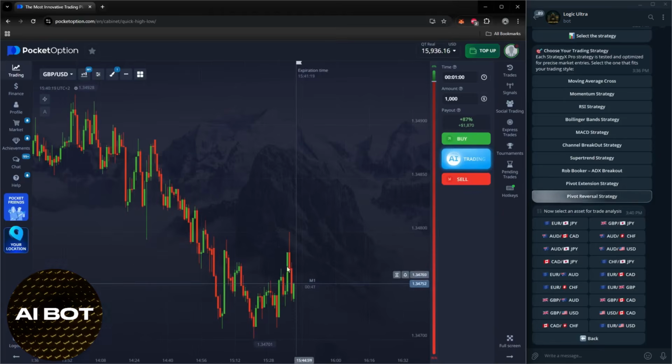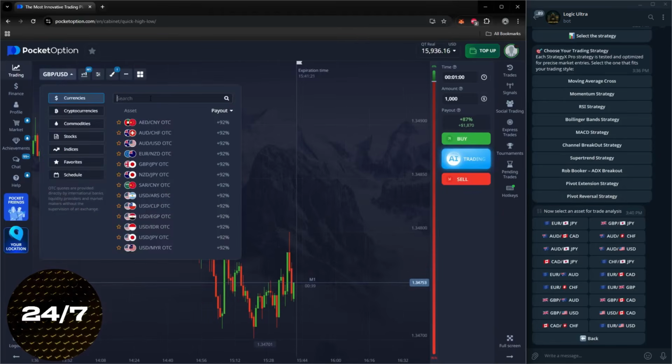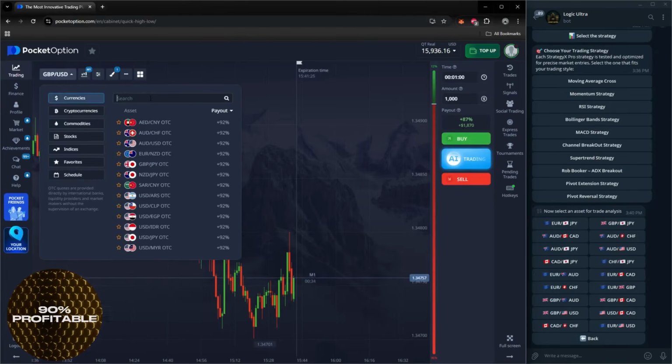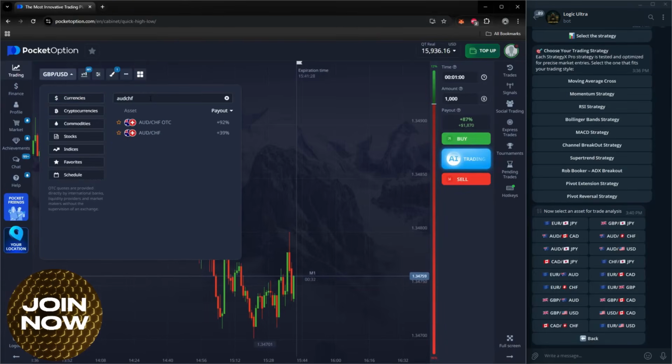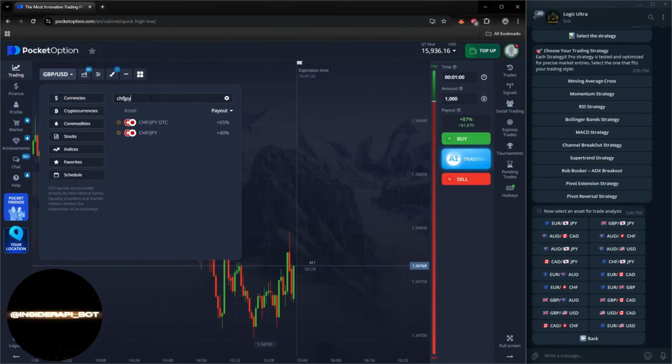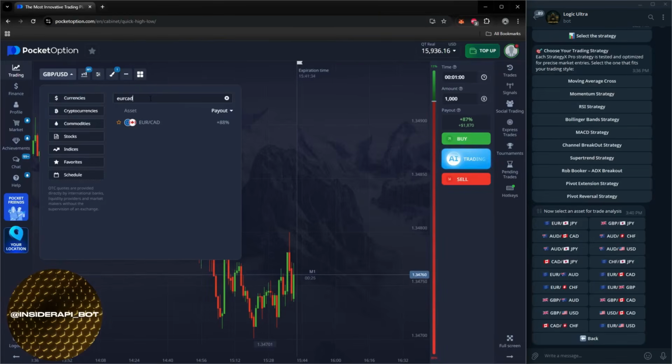However, the chart is a bit choppy in this area, so I want to find a more stable situation, and let's go through these. If we don't find anything, I'm going to go back to the Great Britain pound, United States dollar. Very simple. You just go through these, you try to find something that looks good for you, and you then just place a trade.